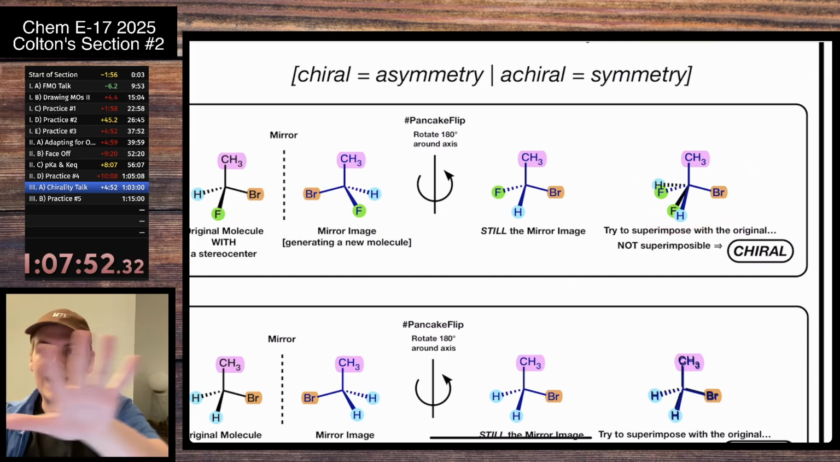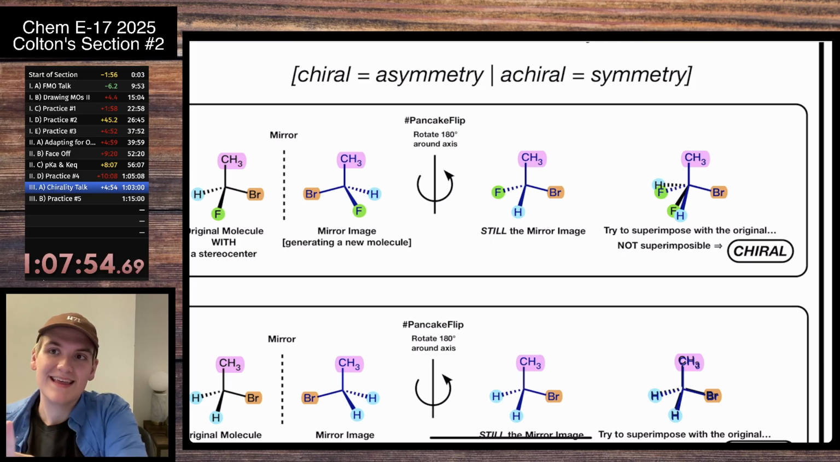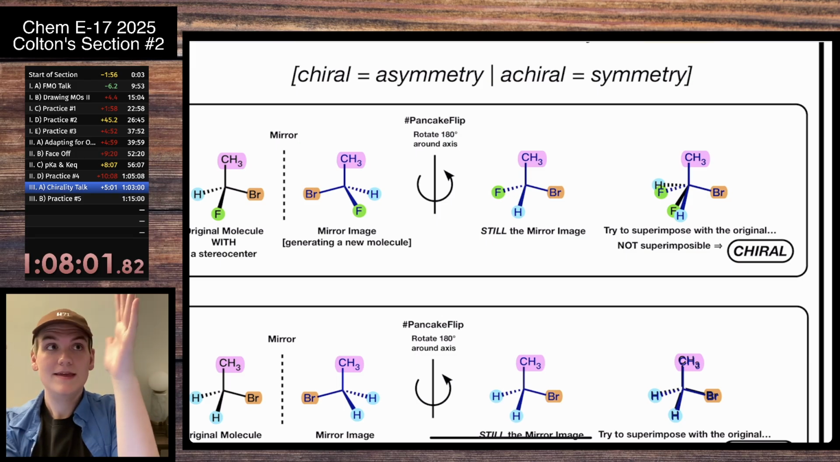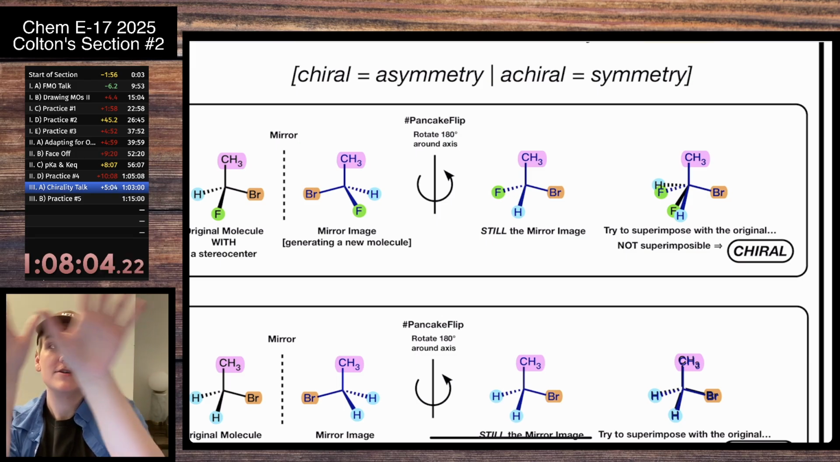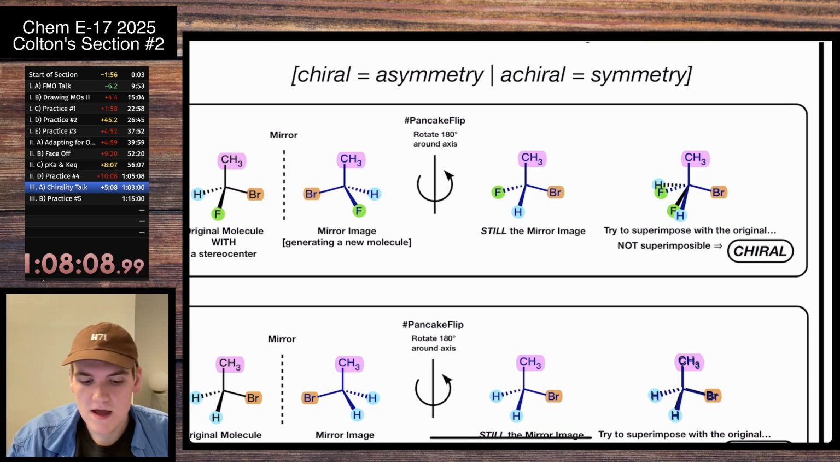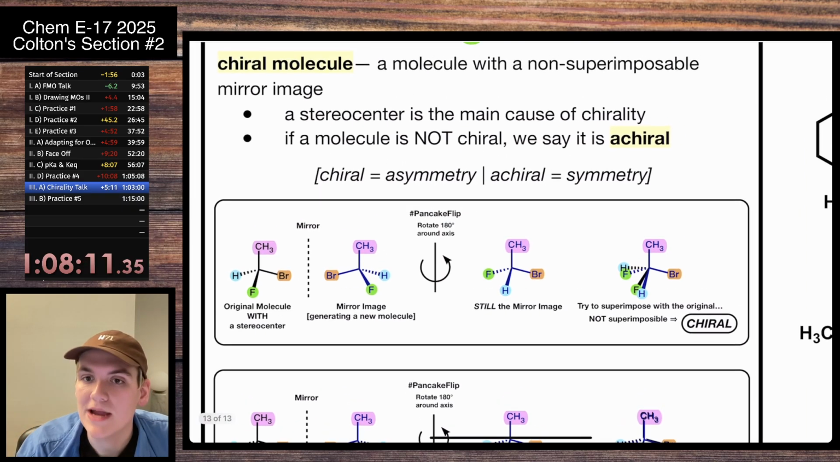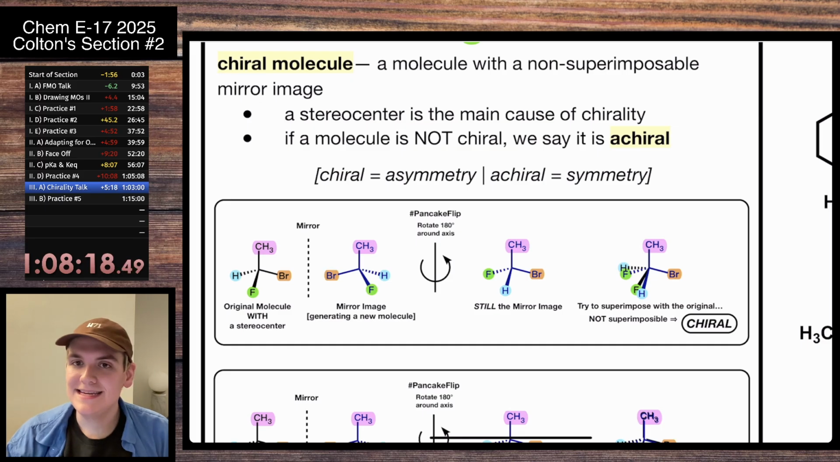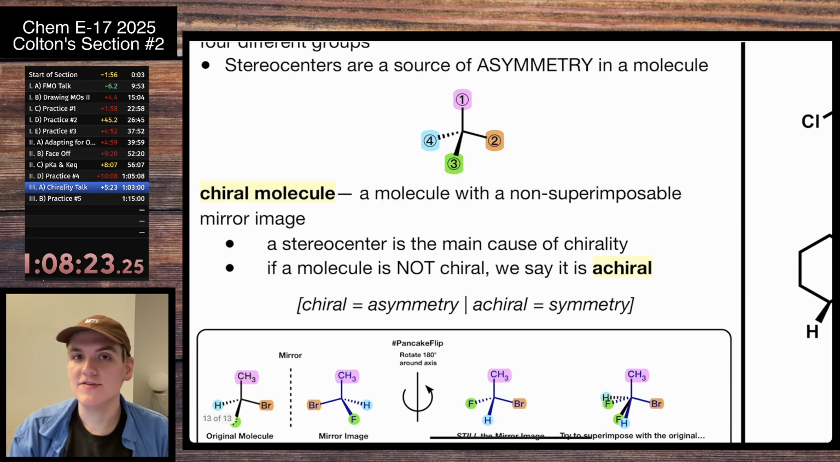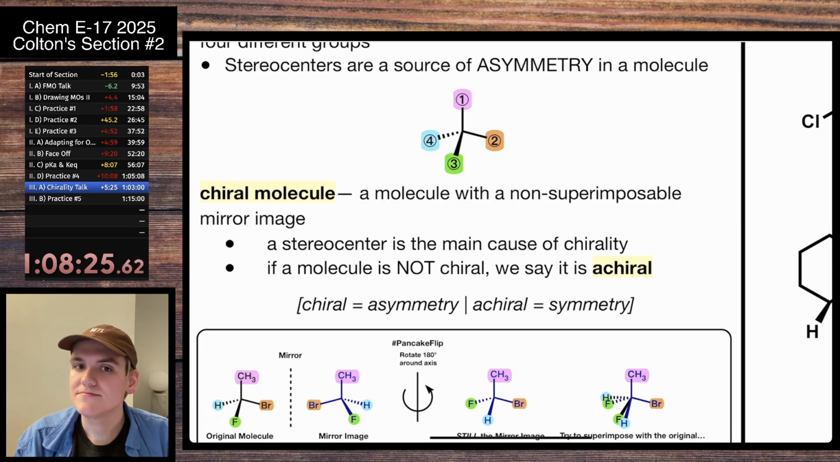It's kind of like your left and right hand. If you try to superimpose, laying one thing on top of the other, you're never going to get your hands to exactly line up because your thumbs are going to be on the opposite side. But if you look at it like this, they are mirror images of each other. They're non-superimposable. This idea of a molecule having a non-superimposable mirror image, we call molecules with this property chiral molecules. And the main source of chirality is having a stereocenter, because we said stereocenters are sources of asymmetry.